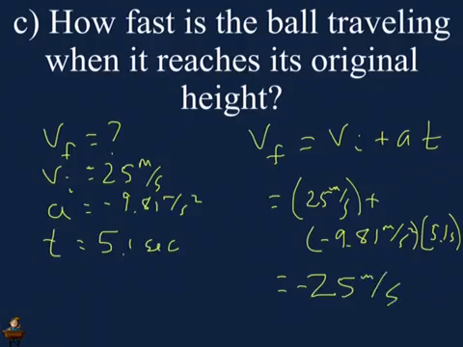This should hopefully make sense to you. The ball had an initial velocity of 25 meters per second upward. The only thing acting on it the whole time, the thing that slowed it down and brought it to rest and then brought it back down, was gravity. Gravity didn't change, so it makes sense at the bottom it has the same speed it had at the top, but going in the opposite direction. Hence the negative 25 meters per second.